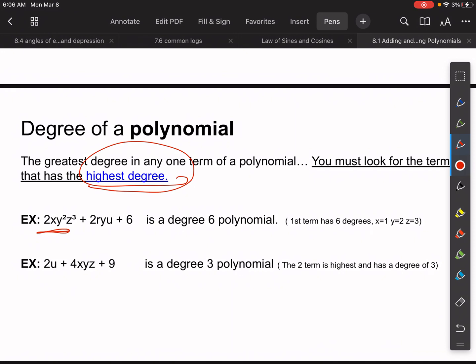So for this one, notice that the first term here, the first monomial, has a degree of 1, 2, 3, 4, 5, 6. This has a degree 6. The second term has a degree 3. And the third term doesn't have any variables, so we don't worry about it. So since the first one has the largest degree, we know that is the degree of the polynomial. So this is a degree 6 polynomial.